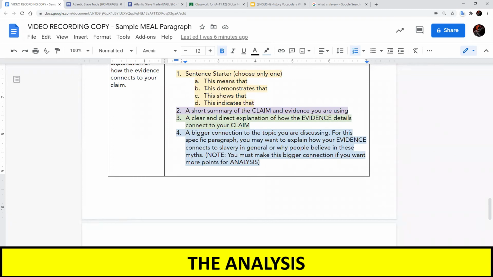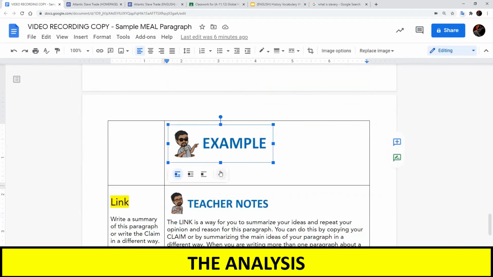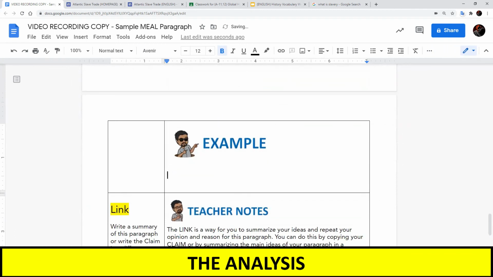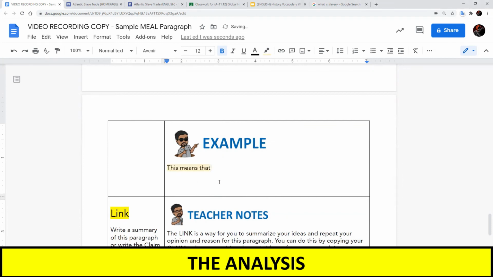All right, so let's go ahead and use these to build an analysis. First it says we need the sentence starter. So let's start here to build the analysis, the example. I'm going to go with "this means that" as a sentence starter. And like I said, the next step is a summary of both the claim and what the evidence is about. So after the sentence starter, you have to put a summary of the claim and what the evidence was about.